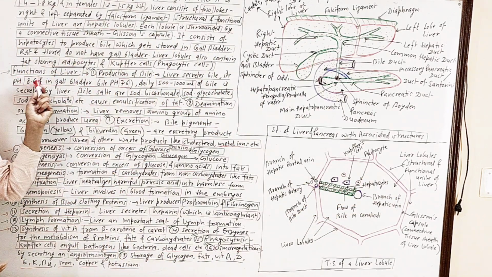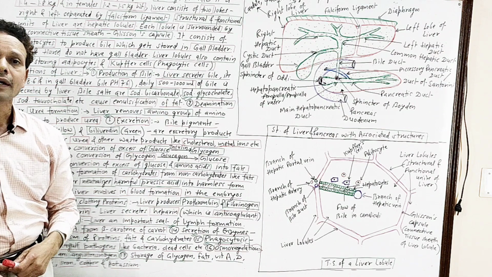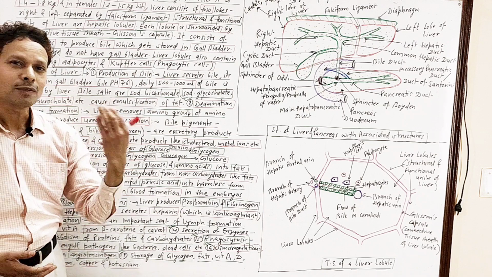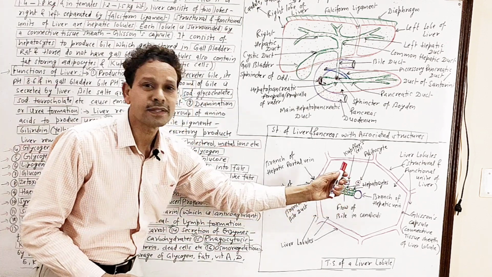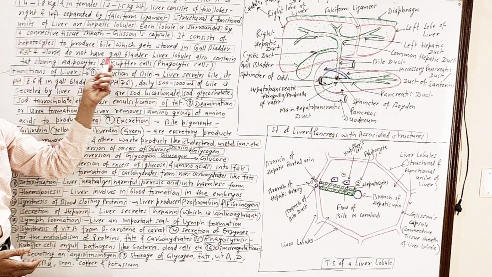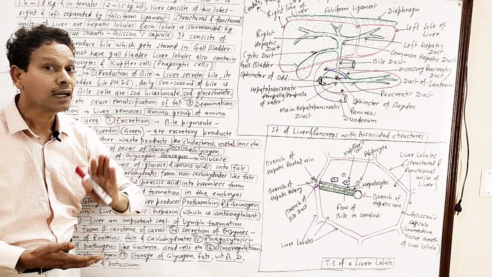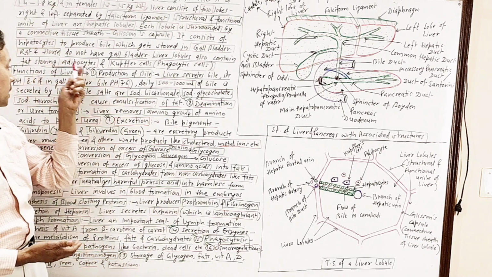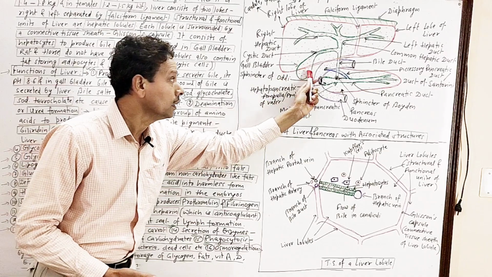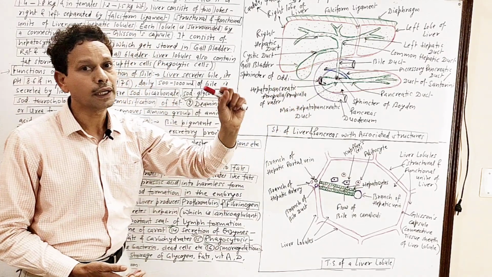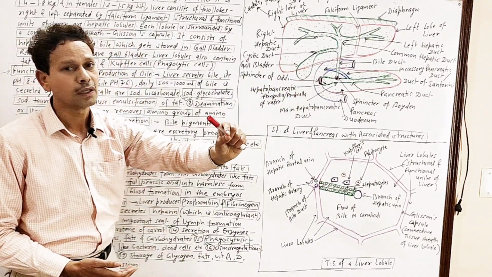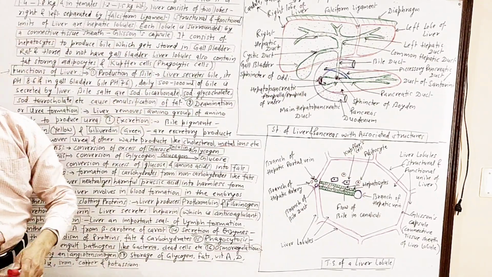Now we will discuss functions of liver. Production of bile. We said liver, its hepatocytes produce liver juice, bile juice, and the bile is alkaline in nature. Its pH is 8.6. But in gallbladder, this bile juice gets concentrated, and in gallbladder pH is 7.6.